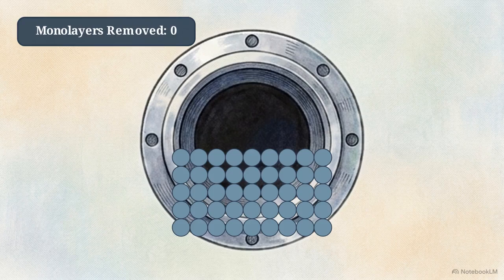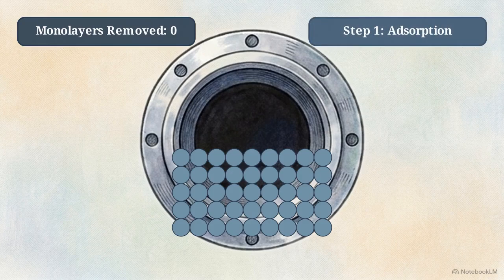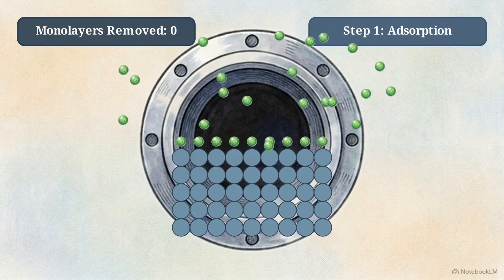Step 1 is adsorption. An etching gas is injected into the vacuum. It chemically reacts with the substrate to weaken the binding energy of only the topmost atomic monolayer, leaving the bulk material beneath entirely unaffected. Step 2 is the first purge.